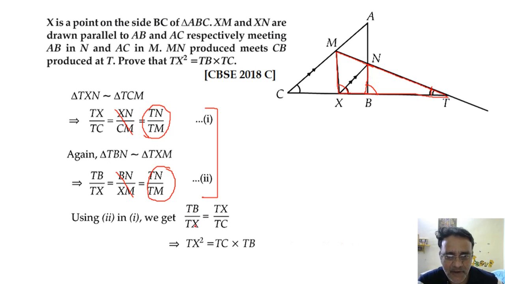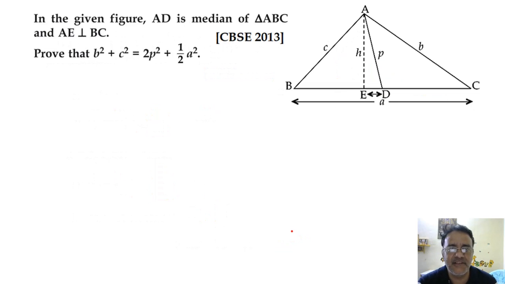So TB upon TX is equal to TX upon TC. Now if you cross multiply, you will get the answer. Any doubt? No, sir. Okay, we'll move towards the next question.